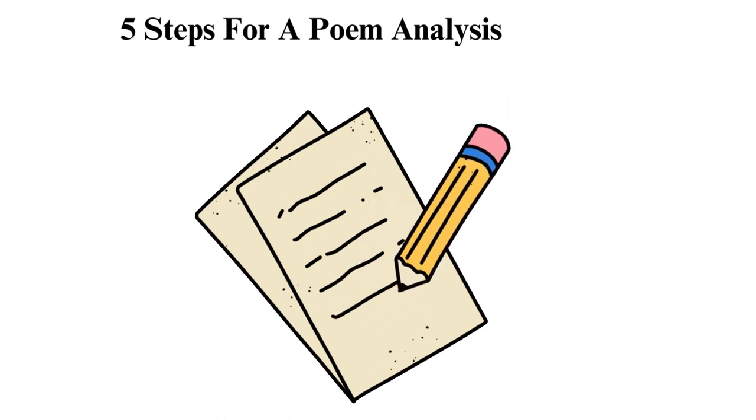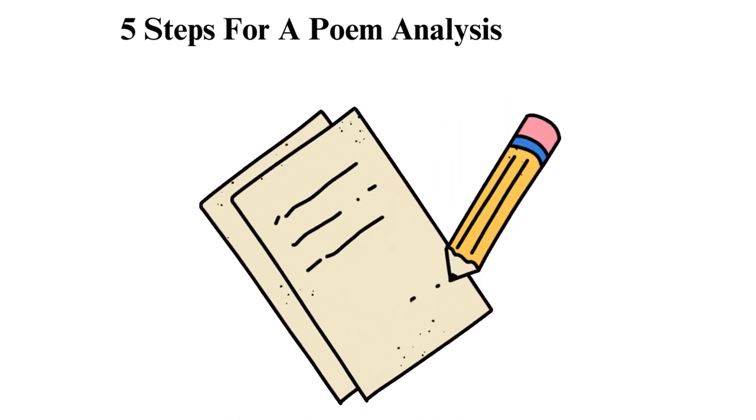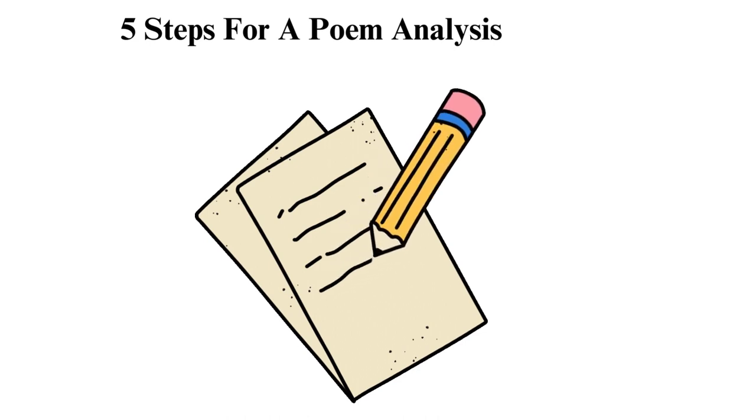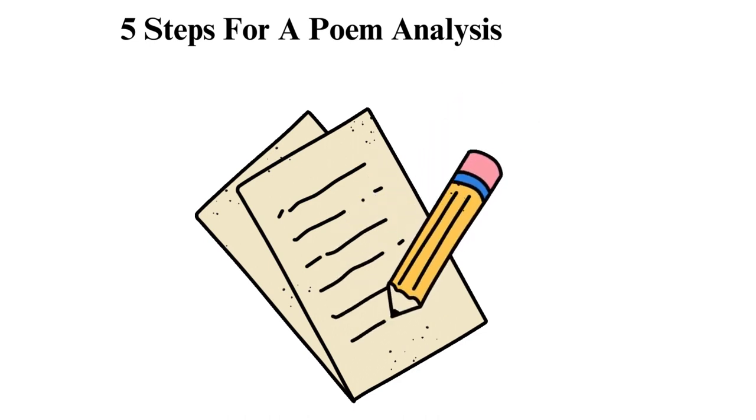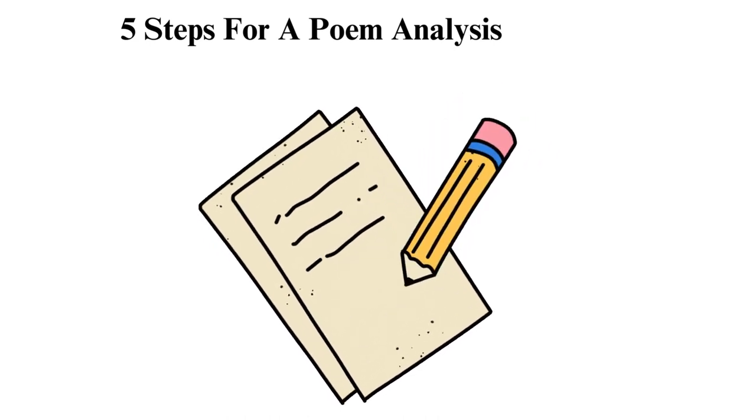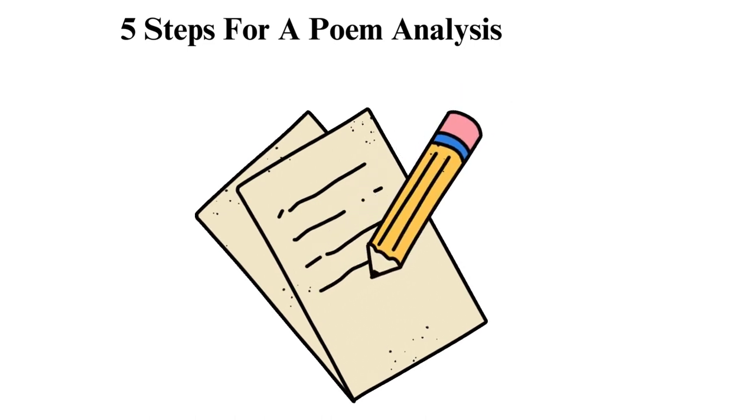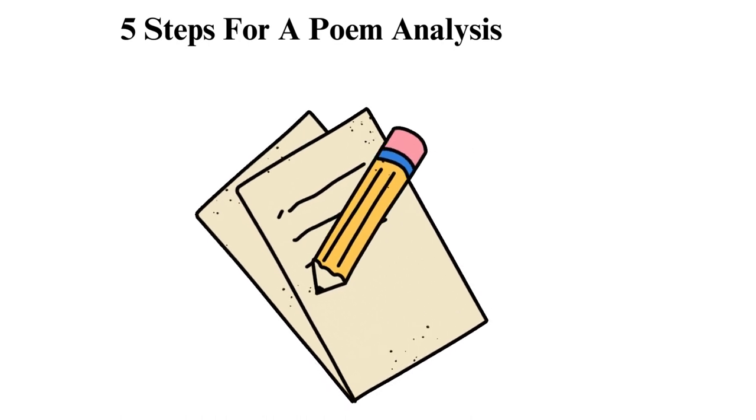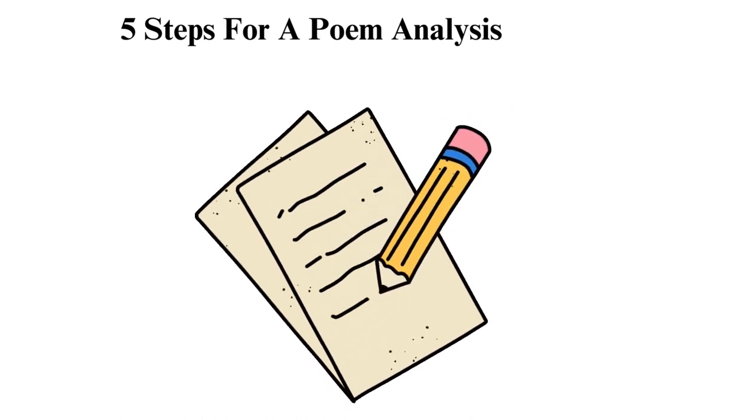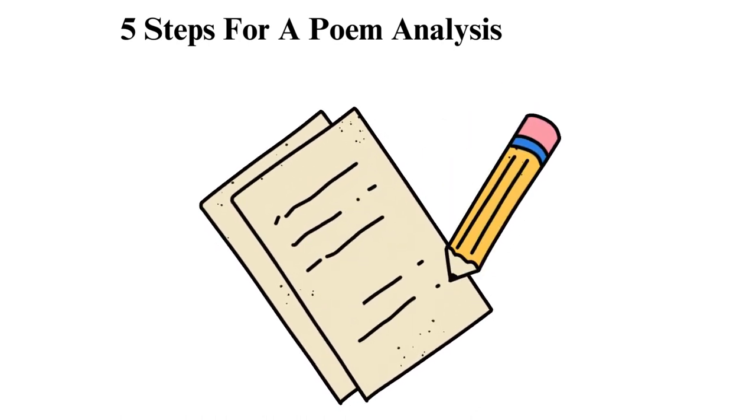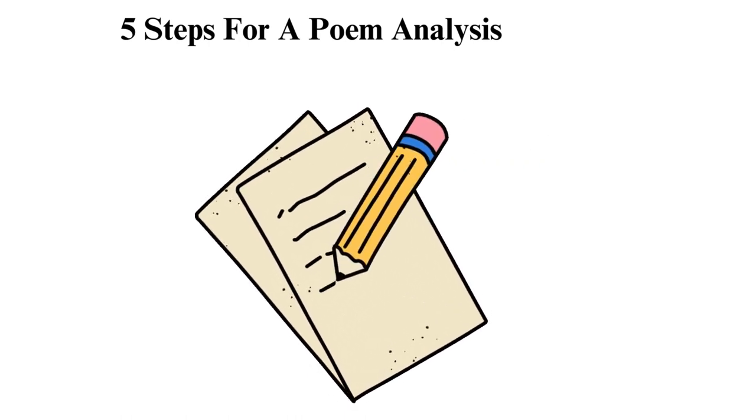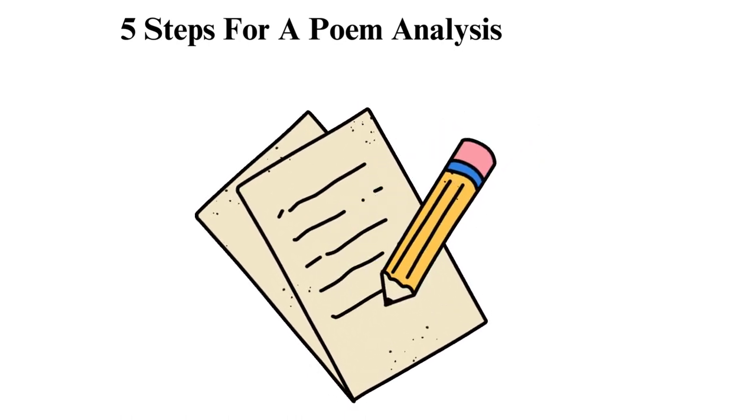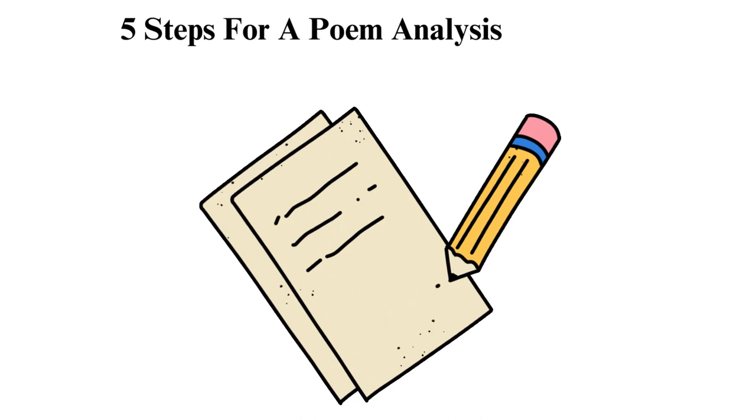5 Steps for a Poem Analysis. To get started with your poem analysis essay, you need to use certain steps to ensure you cover all the relevant content. This requires you to take the following steps: 1. Read the poem, then read it aloud. Read through the poem to understand the general idea the writer had, then read it aloud to understand the stylistic devices used, such as the rhythm. This will help you notice other traits, such as mood and form as well.